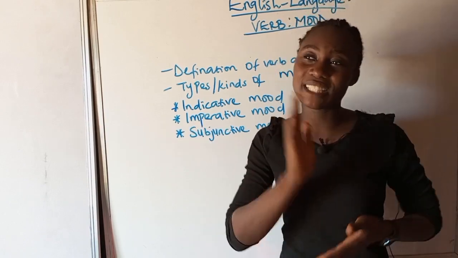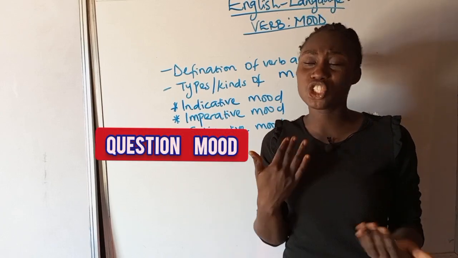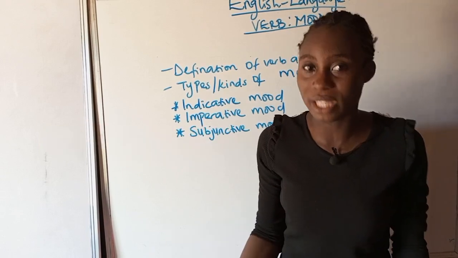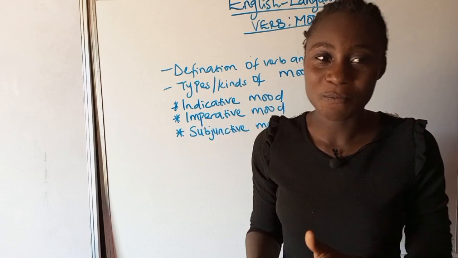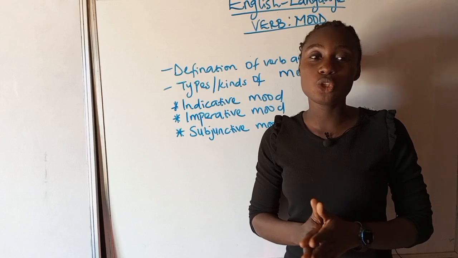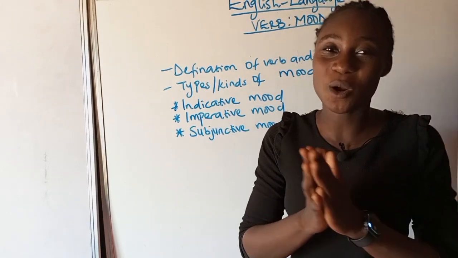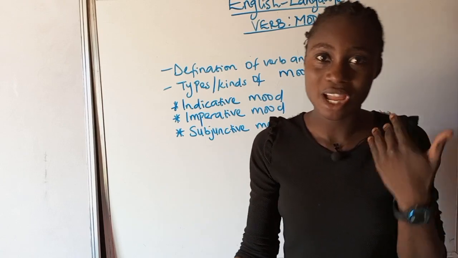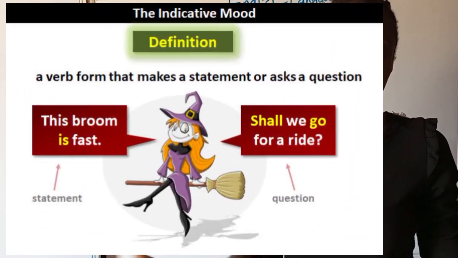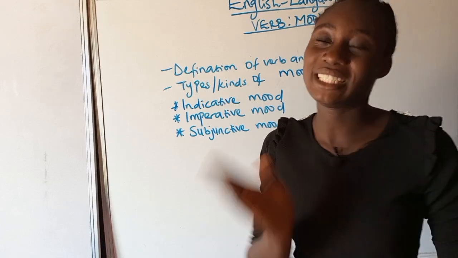Another example under the indicative mode is the question mode. It's just like having a question and answer section. An example is, have you eaten today? That is a question under the indicative mode. Another one is, do you like rice? I'm sorry for using food anyways. Or probably, do you like me? It is asking somebody a question. That is another example of the question mode under the indicative mode.